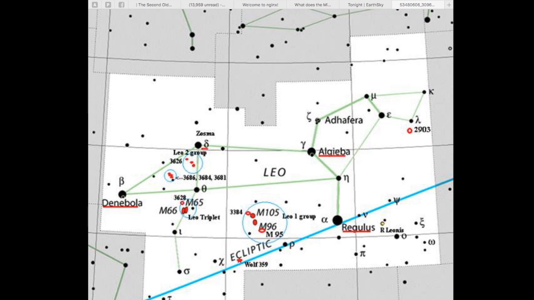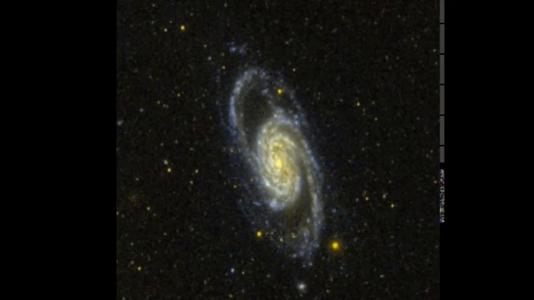2903. I'm looking for a picture. I do have a picture of it right here. Hold on. And here it is. It is a barred spiral galaxy, NGC 2903. It is magnitude 9.7 and was discovered by William Herschel in 1784.